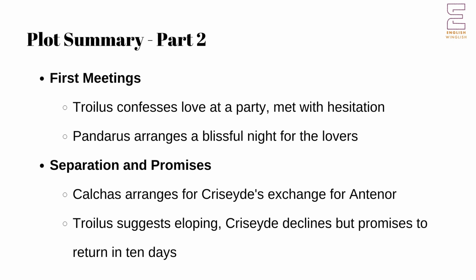Troilus's first confession of love to Criseyde is met with hesitation, but Pandarus's efforts eventually lead to a night of bliss for the lovers. However, their happiness is short-lived, as Calchas arranges for the Greeks to exchange the Trojan prisoner Antenor for Criseyde. Despite objections from Hector and Troilus, Criseyde is sent to the Greek camp. Troilus suggests eloping, but Criseyde declines, promising instead to return in 10 days.